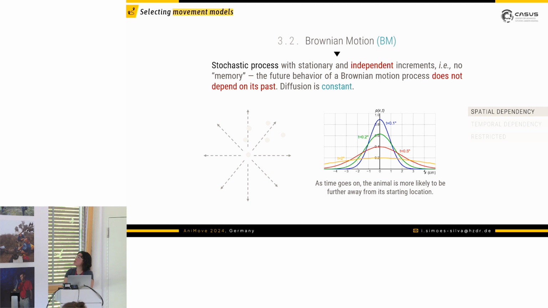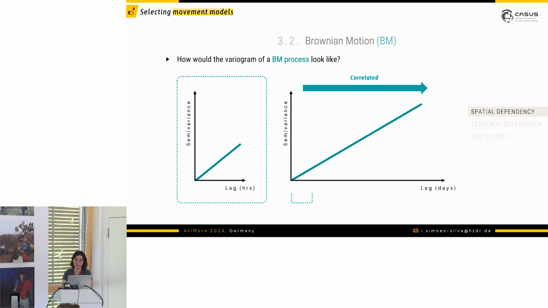For the Brownian motion, you have essentially the stochastic process that basically has no bounds, right? It just keeps diffusing constantly across space. And the way it would look in the variogram is, like I said, it would just keep increasing because there's always correlation in the positions.